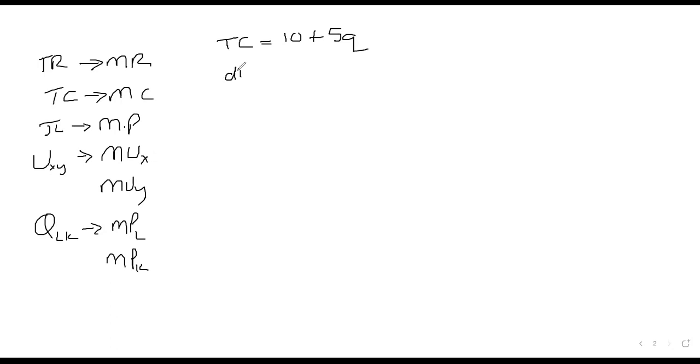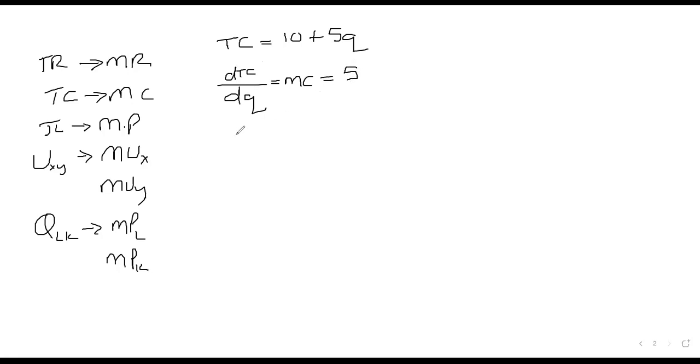Do what? TC. The TC, which is the marginal cost. But the Q is equal to what? Marginal cost is equal to, that will be 5.